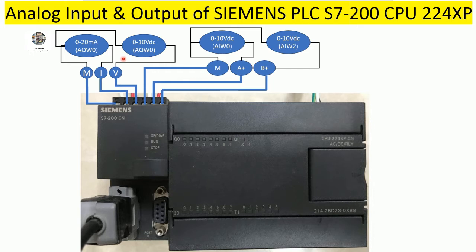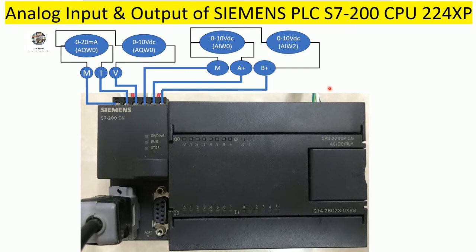So if we need an analog output with voltage, we can use terminal M with V. For example, if a VSD or some instrument or electrical device uses 0 to 10 volt DC, we can connect from terminal M and terminal V. Otherwise, if the electrical device or VSD uses 0 to 20 milliamp or 4 to 20 milliamp, we can connect terminal M with terminal I.